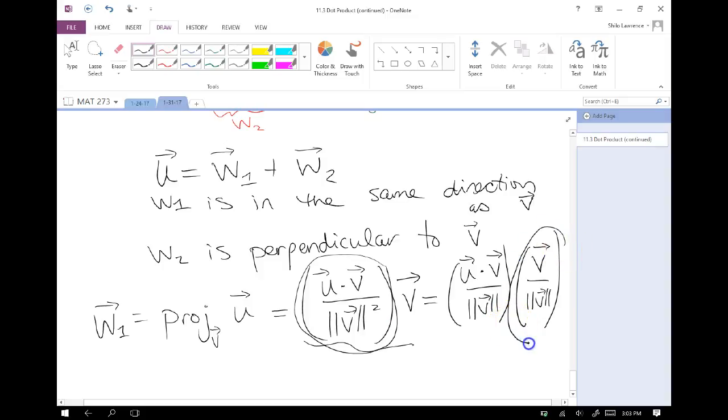Because what is that right there? It's a unit vector, right? So that took V and it squished it down to 1 unit long. And then this value tells us how to stretch it back out so that it will make U appropriately. This is called the scalar projection. It's just how long is W sub 1.